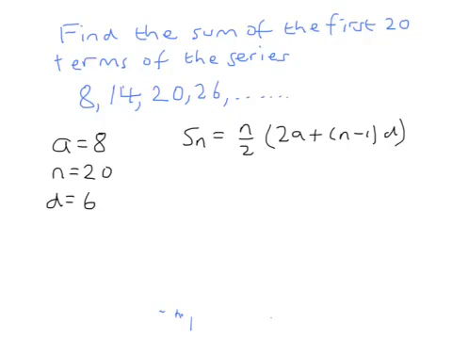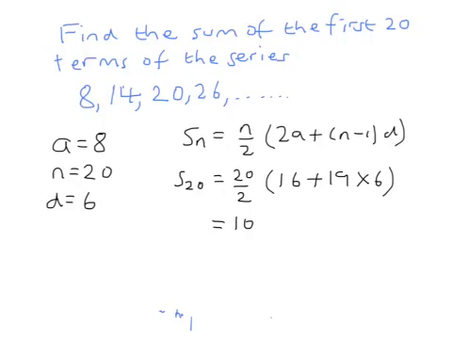So we can substitute in for this. S20 is 20 over 2, 2 times A, that's 16, n minus 1 is 19, 19 times D, that's 19 times 6. 20 divided by 2 is 10, 19 times 6 is 114, so it's 16 plus 114. 16 plus 114 is 130, so the sum is 1300.